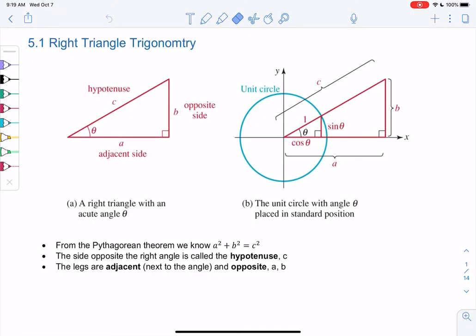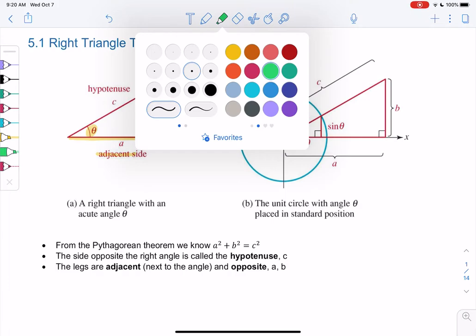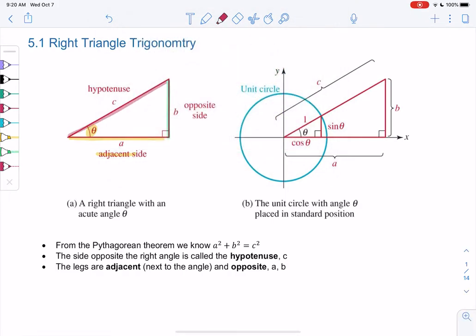So anytime we have a right triangle, and we'll pick an angle, we'll have the adjacent side as the side touching the angle, the side that's not the hypotenuse. The opposite will be the other leg, but not touching. And then the hypotenuse is always that long side, the side opposite the right angle. And we'll call that c.